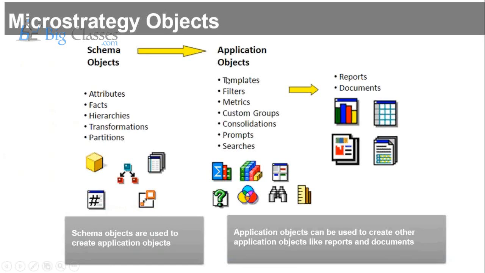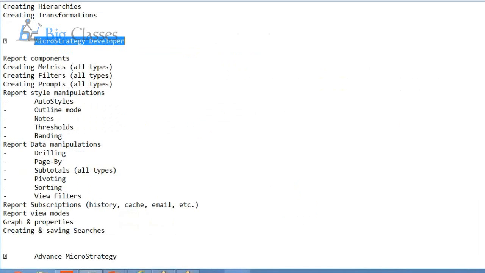Whatever list of objects you see over here, the templates, filters, metrics, consolidations, prompts, everything, this is just to familiarize you with what objects we have in MicroStrategy, but we are definitely going to cover much more in detail during our training course. From the developer side, we're going to see what a report is, what components we have under the report, what the metrics, filters, and prompts are.